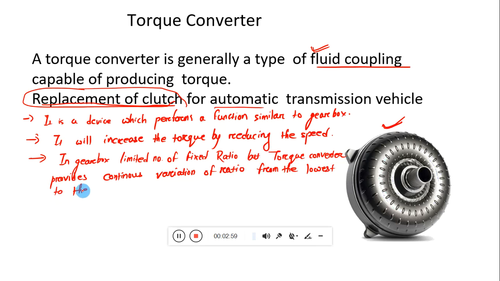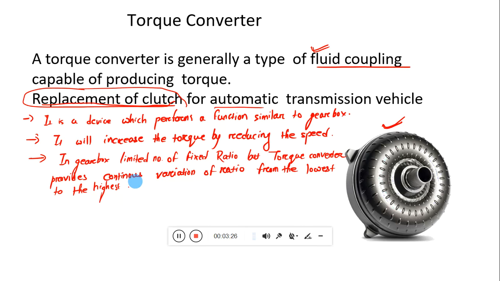Basically, you will come to know that this torque converter is usually used in the lower gears, not in the higher gears or higher speeds, because the torque is much needed in the lower gears. Obviously in the higher gears or the top gear, we do not need that amount of torque.